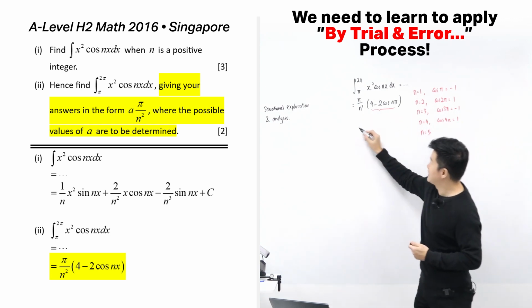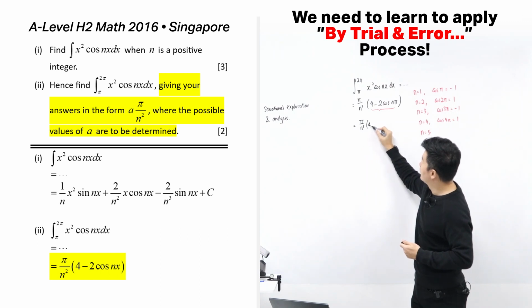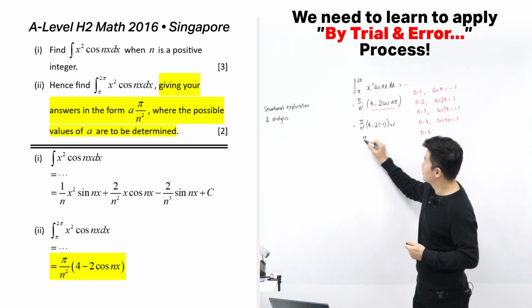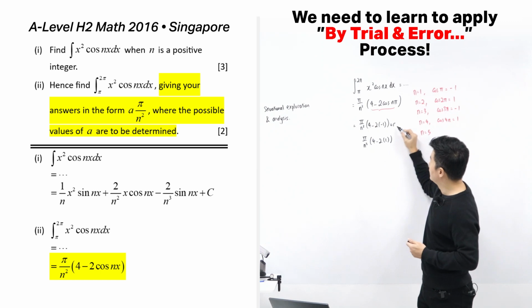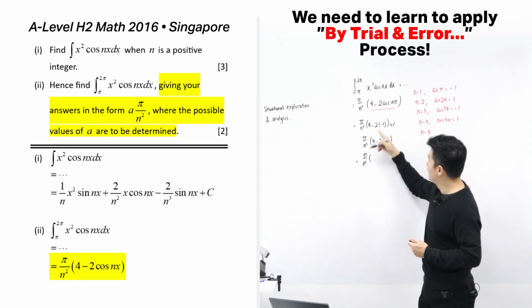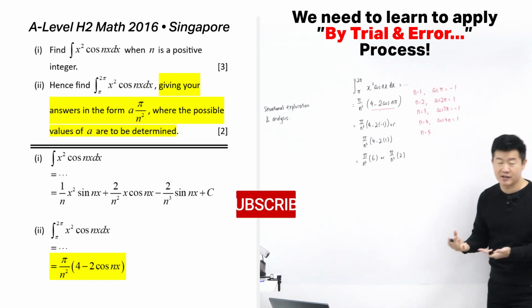Which means that I am suspecting that my solution here is pi over n squared for minus 2 times of minus 1, or the other solution is going to be pi over n squared for minus 2 times of 1. So this is going to give me a pi over n squared and a 6, or the other one is going to be pi over n squared and a 2. So A can be either 6 or 2.